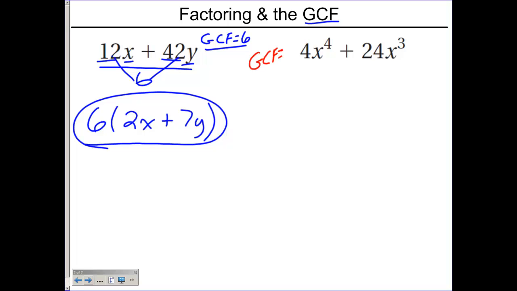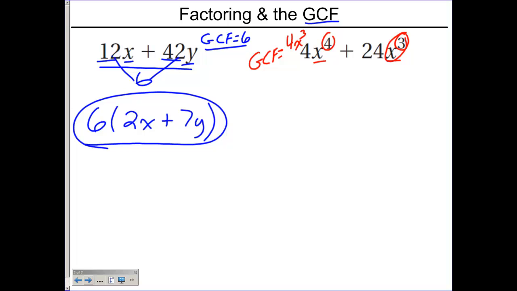And looking at the 4 and the 24, what do they have in common? The greatest common factor. Well, it looks like a 4 in common. But they also have some x's. You notice one has an x to the 4th and one has an x to the 3rd. Well, I can only take out as much as the smallest one has. So we're going to take out a greatest common factor of x to the 3rd.